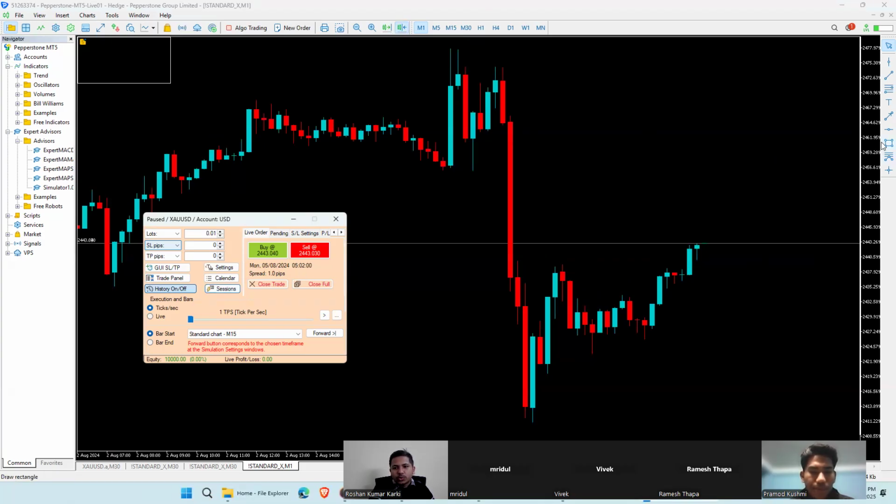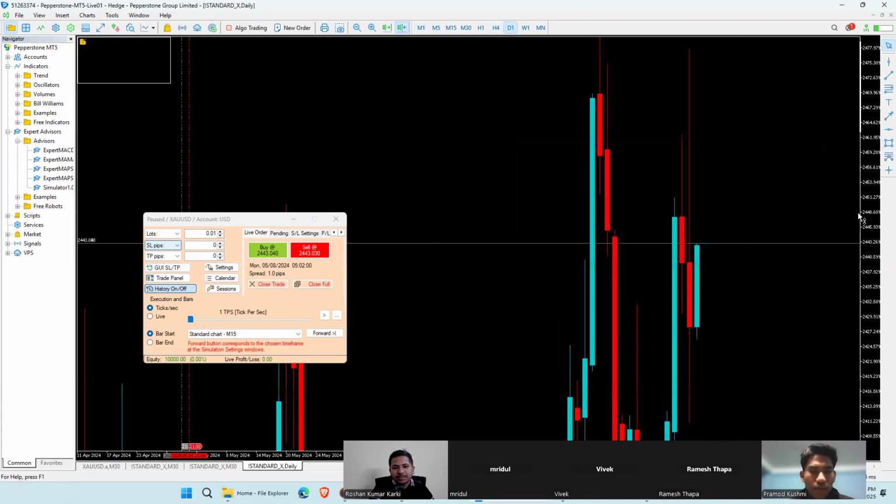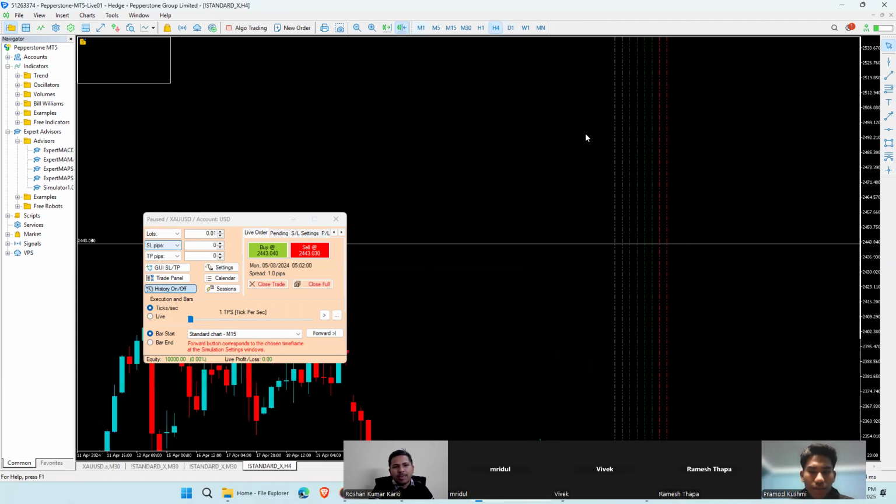So let's go through the analysis. Let's go from the top-down analysis. Look at the daily time frame. What you can see on the daily time frame is a strong bullish candle trying to push up, no problem. There is a probability that the next candle will continue to push up to fill this week as well. So that will be the probability.